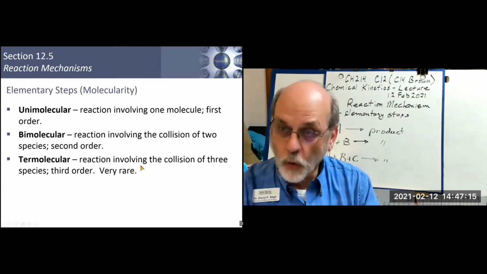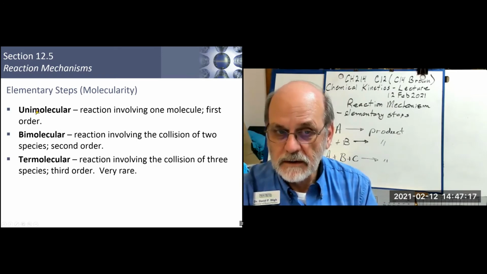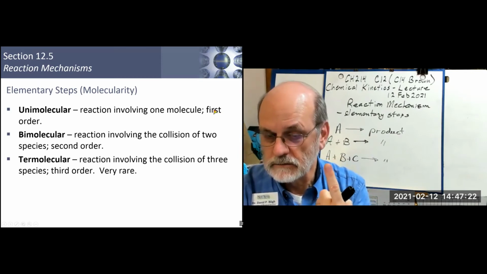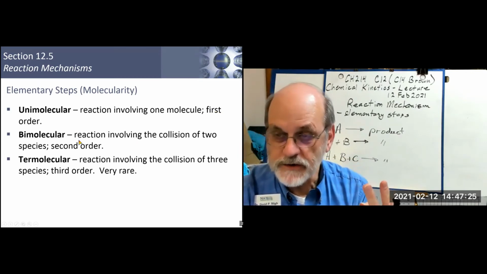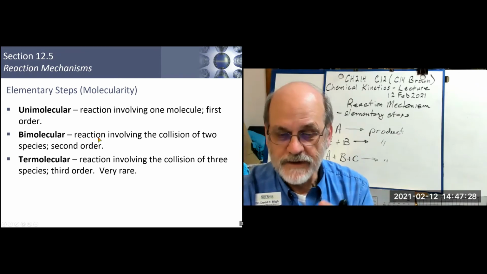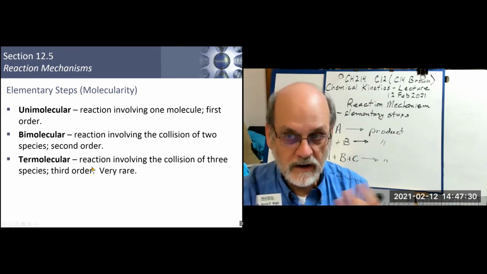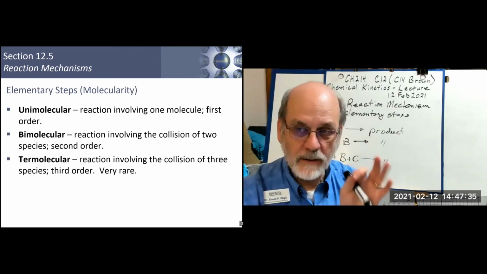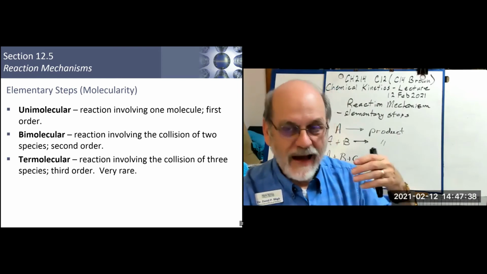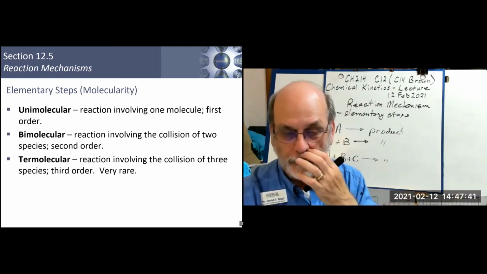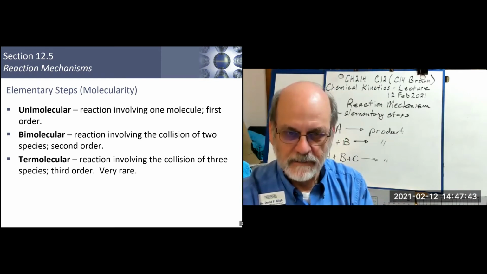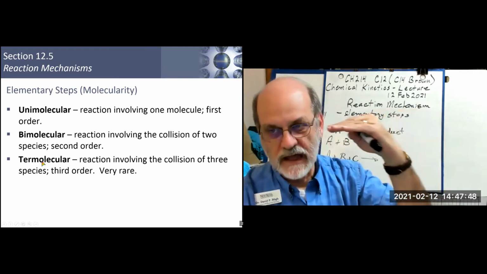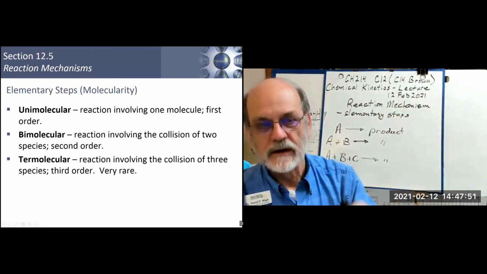Now, as far as order goes, this one is first order because there's one molecule. This one is second order because there are two molecules. This one would be third order because there are three molecules. So that's where now we can use elementary steps and the balanced equation that goes with them and the coefficients that go with them to assign orders to those individual elementary steps, not to the overall, but to the individual step.